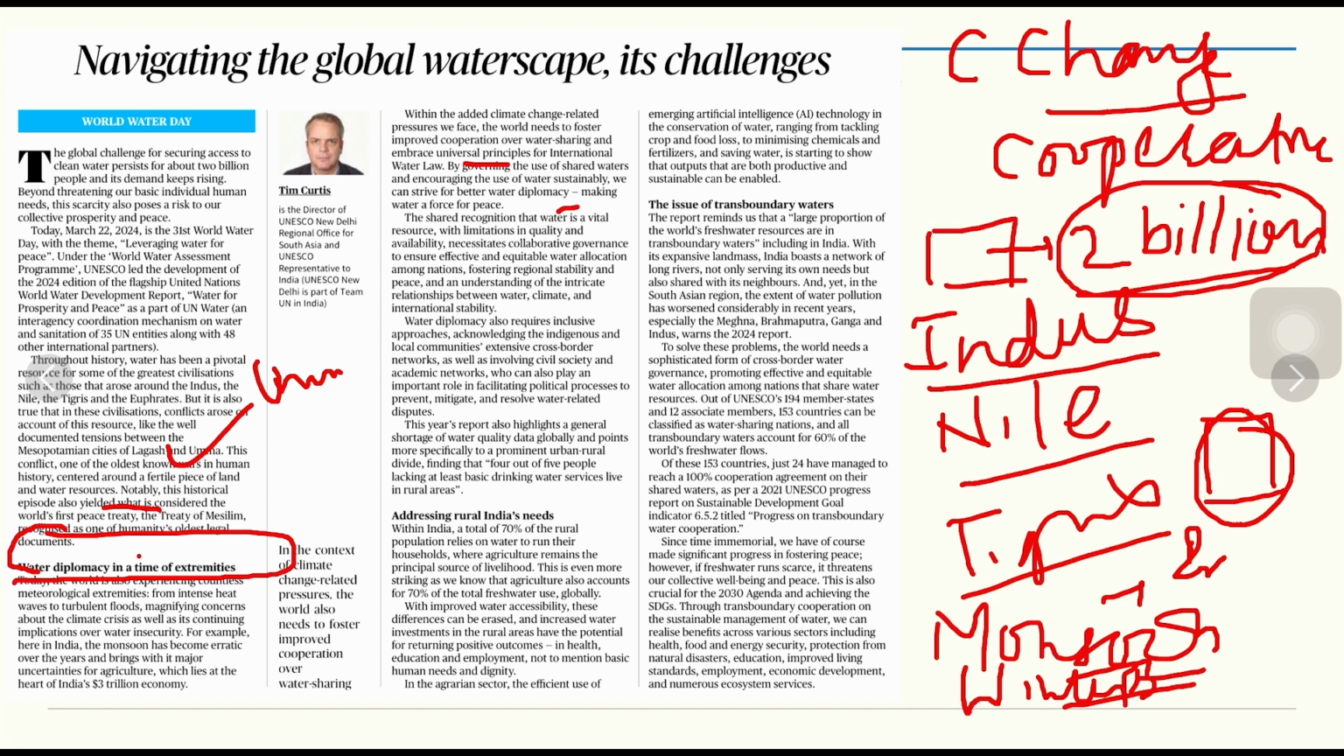So this is what the water, climate and international stability situation is. Water diplomacy also requires inclusive approaches, acknowledging the indigenous and local communities, extensive cross-border networks, as well as involving civil society and academic networks. We also know that in water conservation, the indigenous societies have their own traditional methods. But as time passed, these traditional methods also started disappearing. Why? Either because of land grab, or the development that is taking place at the cost of these water bodies. Also, people's awareness about water started reducing.